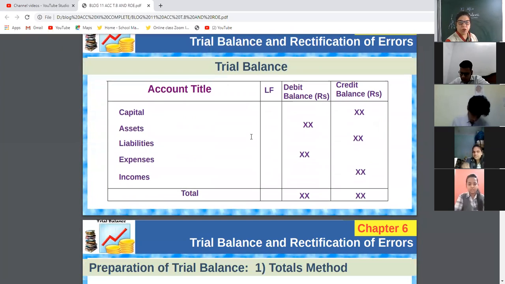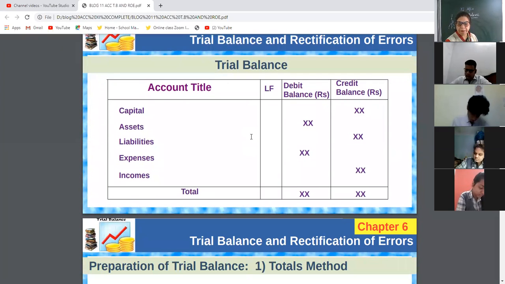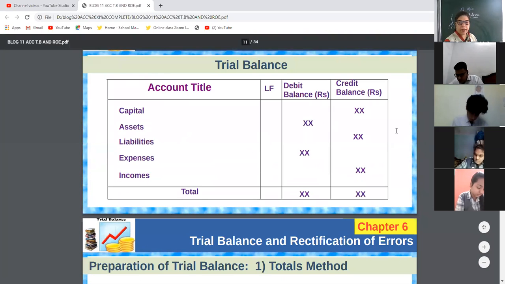This is the format of trial balance. Capital in credit, asset debit, liabilities credit, expenses debit, income credit.